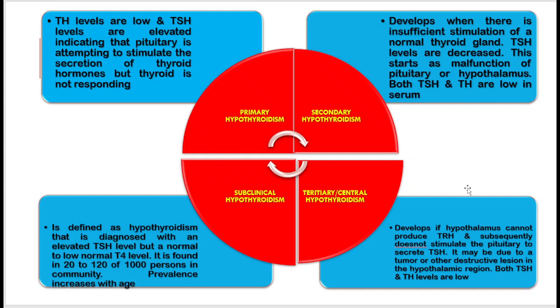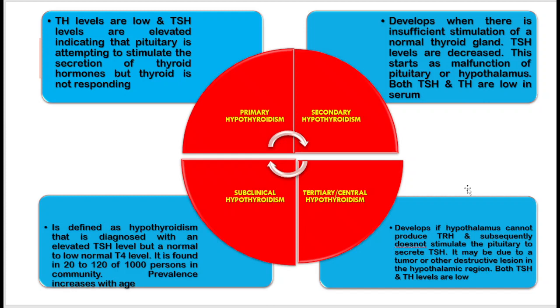As a result, TRH is not in enough amounts. When TRH is not in enough amounts, it will not stimulate the anterior pituitary to release TSH. If TSH is not released, it may not stimulate the thyroid gland. So as a result, both TSH as well as TH levels are low here.